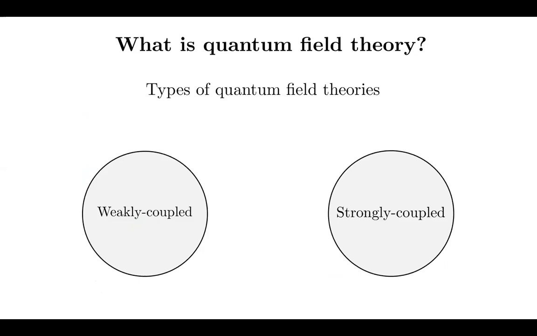Weakly coupled field theory could be solved by Feynman diagrams, and many of the problems could be addressed theoretically. They are not that hard because we are just doing some perturbative expansion around the free theory. So maybe it's easy to address theoretically, but strongly coupled quantum field theory is much harder than that.